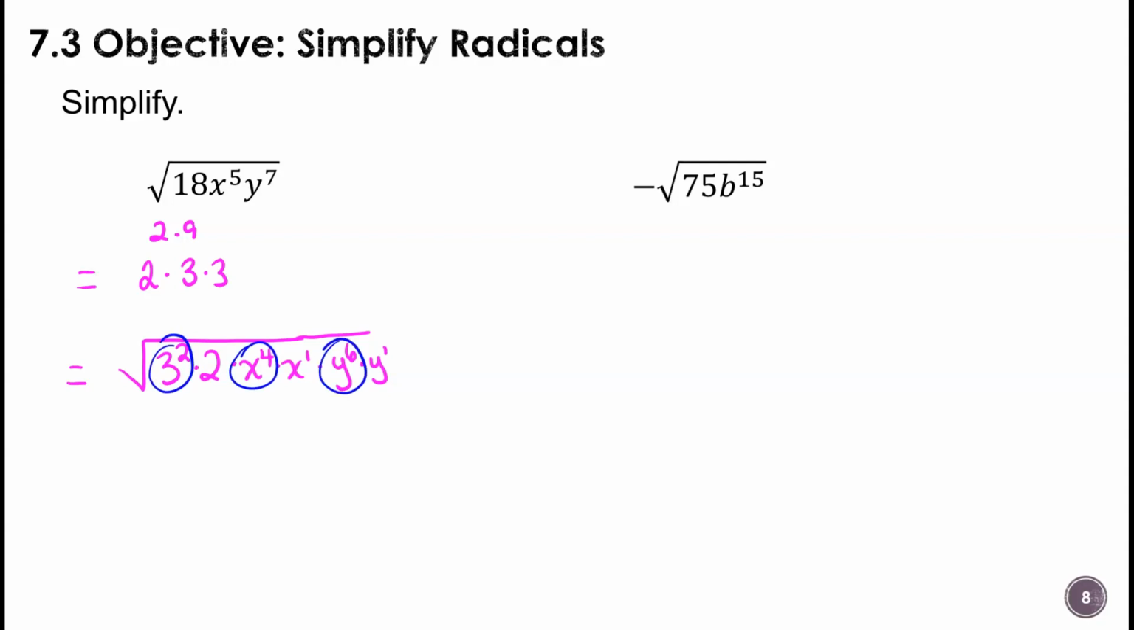We can take these roots, so that will be 3x squared y cubed, and then we will leave the 2xy underneath, right?